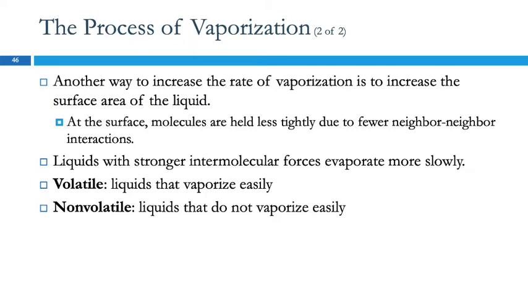So we have two words, qualitative descriptions. We have volatile and non-volatile. So a volatile liquid will vaporize easily. A non-volatile liquid does not vaporize easily. So vegetable oil is non-volatile. Acetone is volatile.